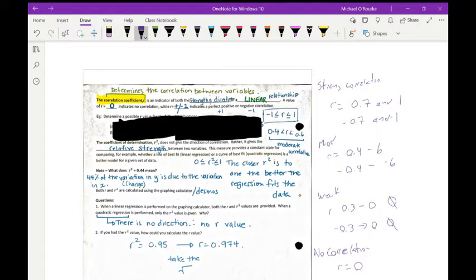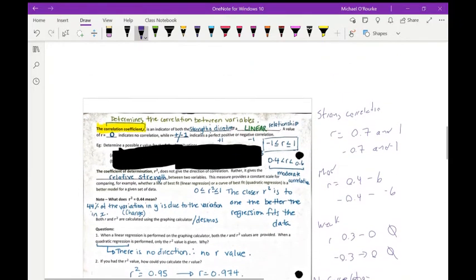So I want you to go back in your page. Make sure you have correlation coefficient written down, the definition, and then what the strength of each of those are. So hopefully you paused it there.